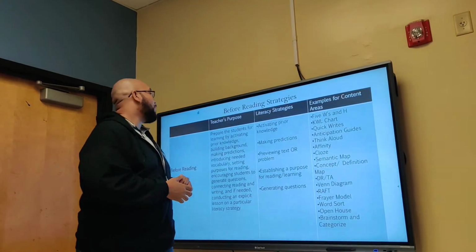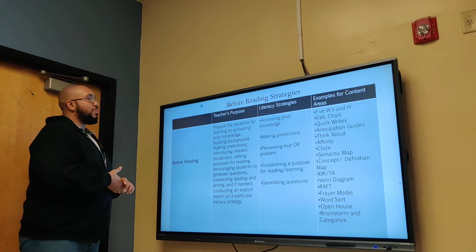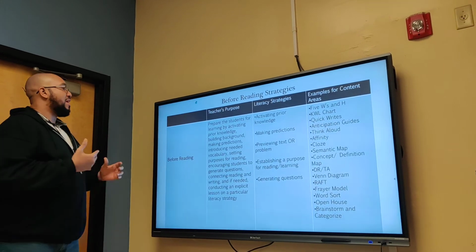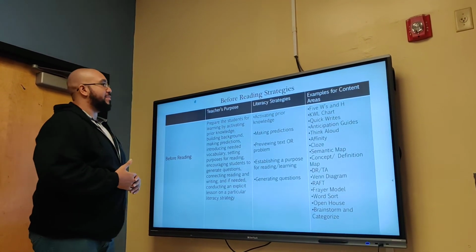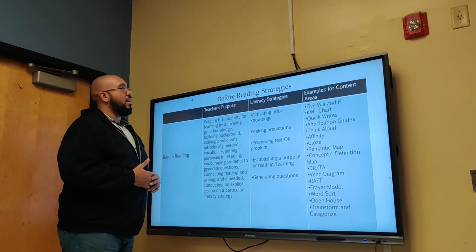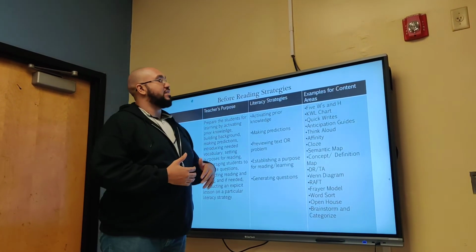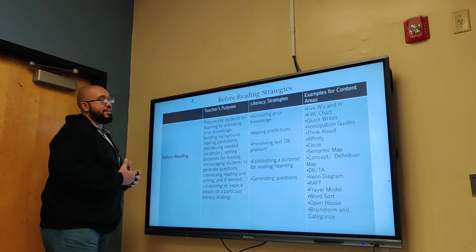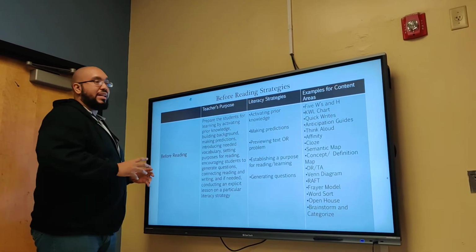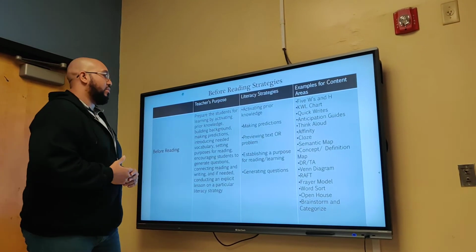All right. So before reading, prepare students for the learning activity by activating their prior knowledge and building background. Have all of those building blocks in place like we just previously discussed on a couple of other slides. Activating prior knowledge is a good literacy strategy because it already gives them a Rolodex of what they already know so that they can apply that current knowledge to a building base, right?